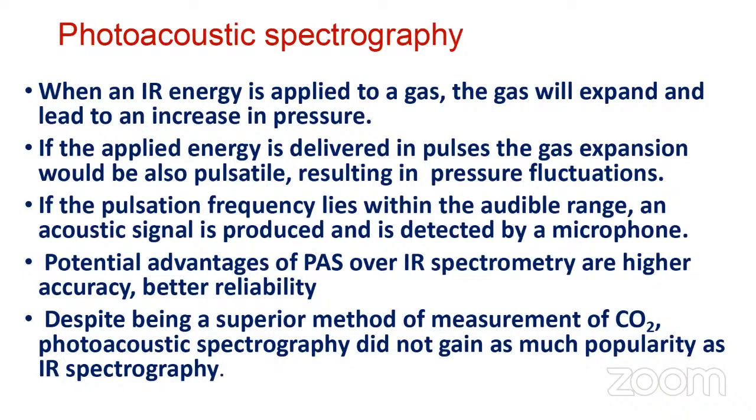Photoacoustic spectrography, here the infrared ray energy is applied to the gas and the gas will expand and lead to an increase in the pressure. If the applied energy is delivered in pulses, the gas expansion also will be pulsatile, resulting in pressure fluctuations. If the pulsation's frequency lies within the audible range, an acoustic signal is produced and then is detected by the microphone. The advantages here are that it is more accurate than the other infrared spectrography and has better reliability, even though it has still not gained the popularity compared to the other one.